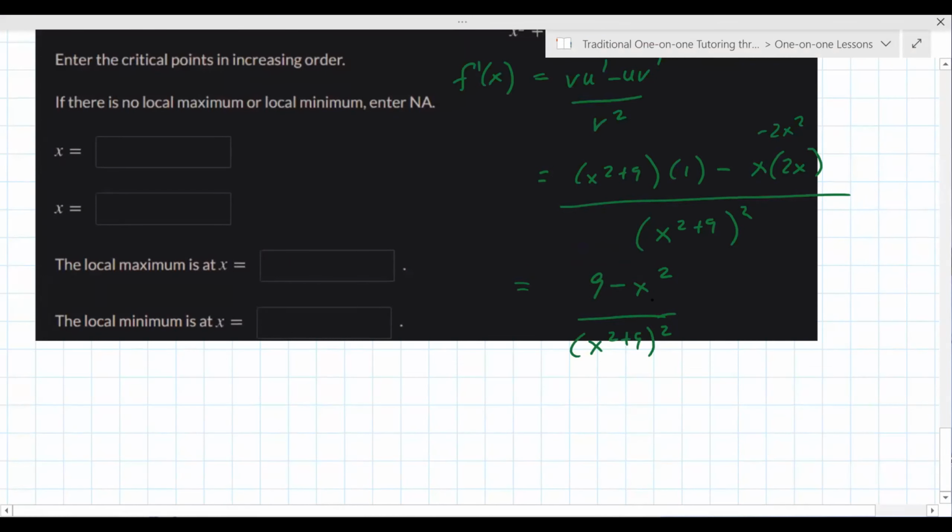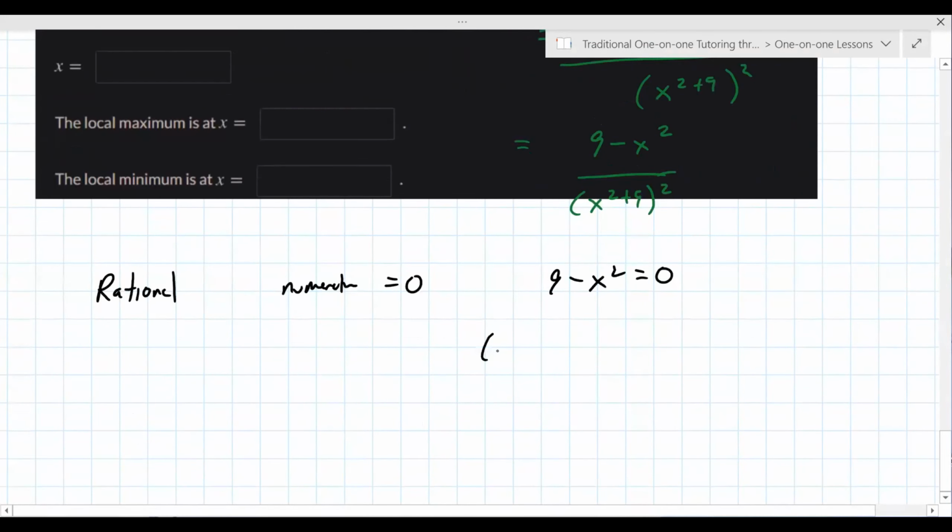So you set this equal to 0 because that's how you find the critical points. You only find critical points when you set it equal to 0. When you have a rational function like this, you only set the numerator equal to 0. So you set 9 minus x squared equal to 0. You can move things around. You can factor. It's difference of squares. You've got to get both of them. So it's -3 and 3 are the critical points.